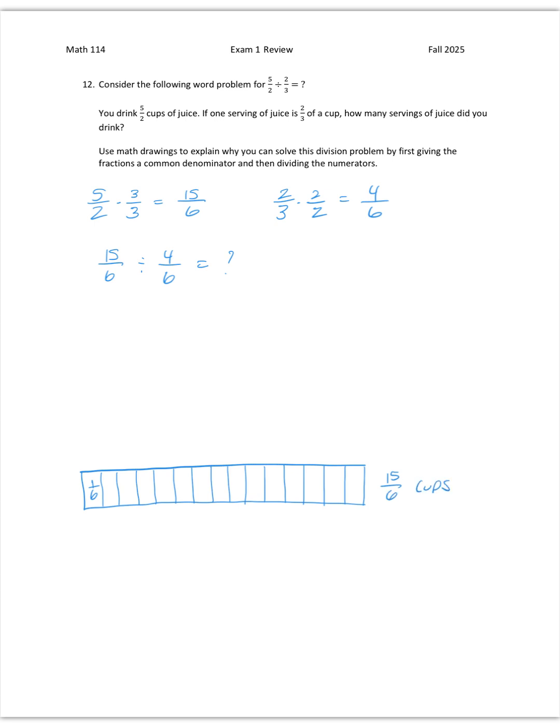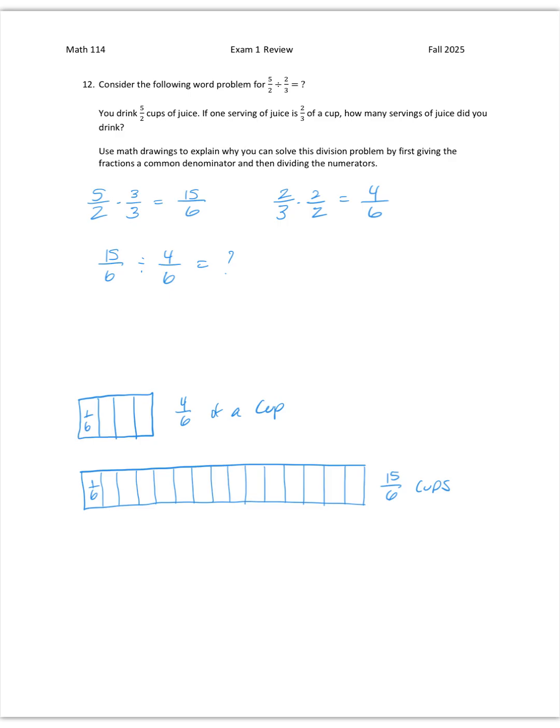And I'm going to draw another strip where each piece is 1/6 of a cup, but there's only 4 of them. So again, each piece is 1/6, and this is 4/6 of a cup. So I have 4 pieces. The question is, how many times does 4 go into 15? If this is 1 serving, how many servings can you fit in here?